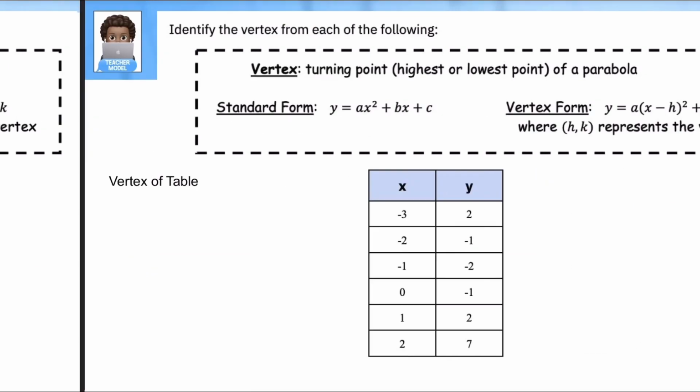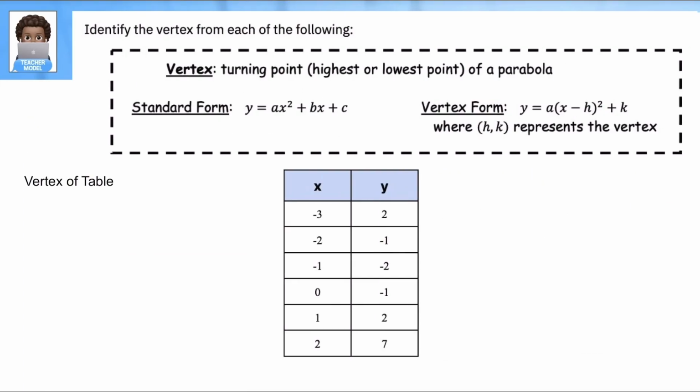Let's try one on a table. Here's a table. Look at your y coordinates and identify which one of these coordinate pairs would represent your vertex. All right, 3, 2, 1, and I can see it right over here. Now, what was my clue? Here's where I'm seeing symmetry. That point there is really the line of symmetry. That's where y is -2, and now all my points are changing around that. So my vertex is -1, -2.